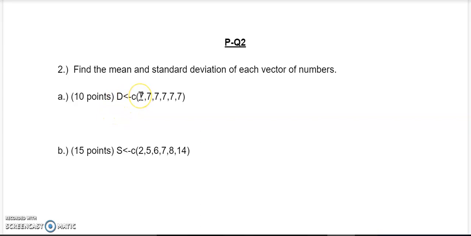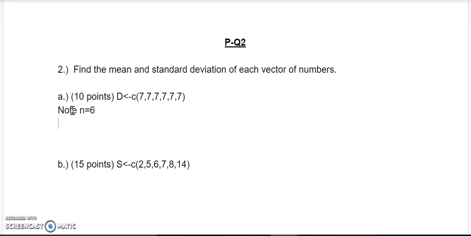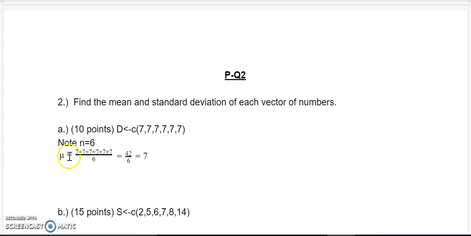Looking at how many values we have: 1, 2, 3, 4, 5, 6. So n equals 6. Okay, so let's start computing. We'll have mu equals adding up all these 7s, dividing by 6. So we get our mean by adding up all the 7s, or 6 of them. 6 7s add up to 42 over 6. And 6 goes into 42 7 times, so our mean is going to be 7 here. Okay, let's compute the variance next, then we'll do the standard deviation.